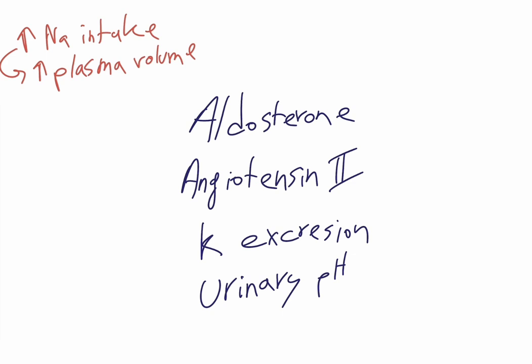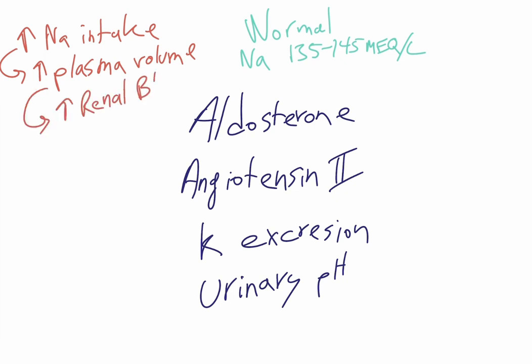Let's run through it. So increased sodium leads to increased plasma volume expansion. Normal plasma sodium is 135 to 145 milliequivalents per liter. When sodium increases, plasma tonicity increases. This draws fluid out of the intracellular space into the extracellular space, aka the plasma. This leads to increased plasma volume. Increased plasma volume leads to increased renal blood flow.